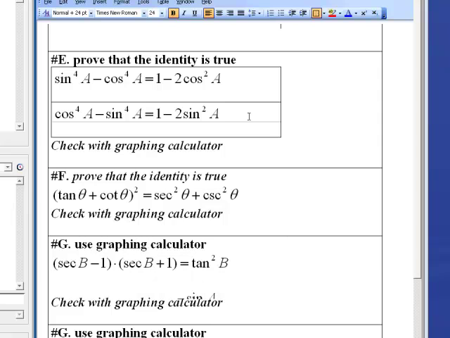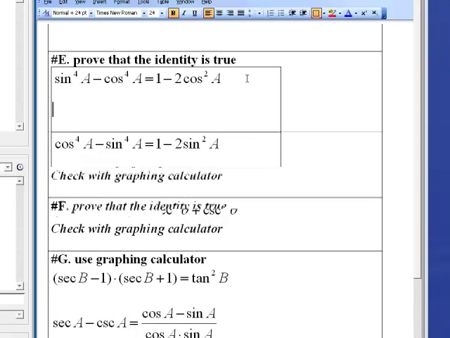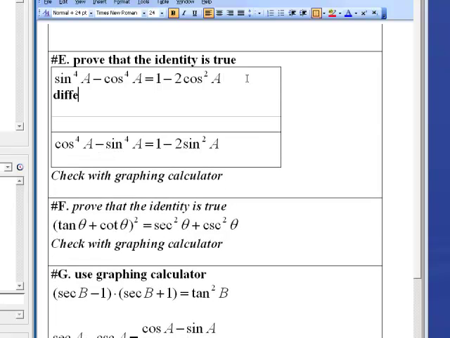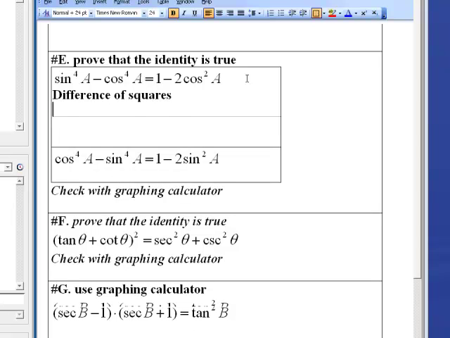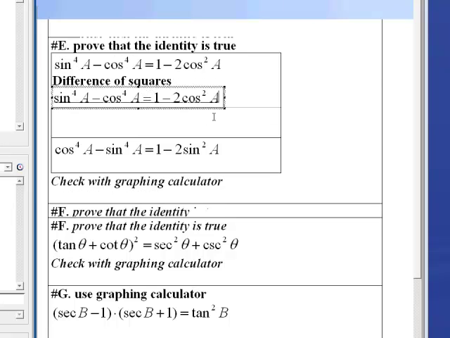Prove that this identity is true. We should be able to see that on the left-hand side we have a difference of squares. So we're going to take the 4th power apart. I should find an abbreviation for difference of squares. We're using it so often. But I had mentioned in the guidelines during the lecture, among the 6 guidelines, that difference of squares is one of the important ones.